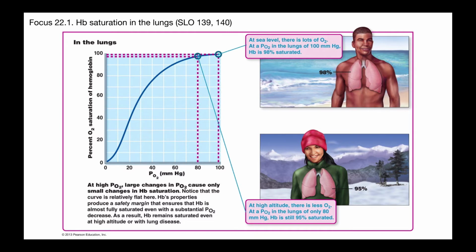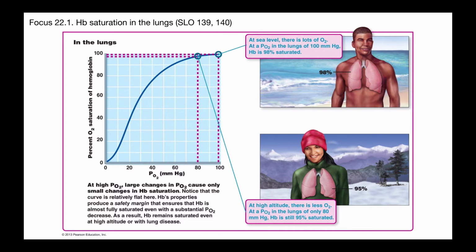When you're at high altitude, there's less oxygen in the atmosphere, so the partial pressure is lower, so the average saturation of hemoglobin is also a little bit lower. I mean, only slightly lower than 100%, but it's pretty close to saturated, whether you're at most kinds of altitudes that humans live at.